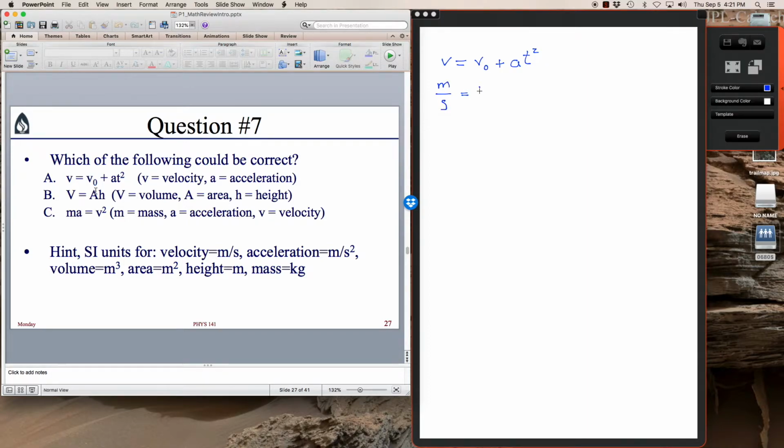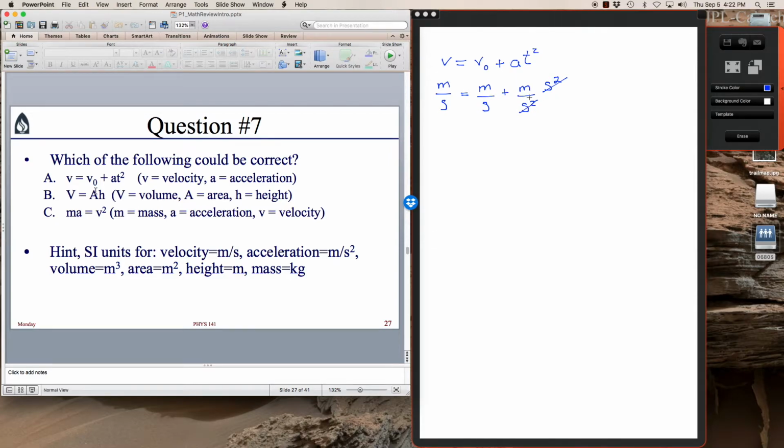That's going to be equal to meters per second, since this is just an initial velocity, plus acceleration has units of meters over seconds squared, and then time would be seconds, but that gets squared. And so we see in this last term, we have a second squared over a second squared. Those cancel. So what we're trying to do is add a distance to some velocity. So here we have velocity, here we have velocity, but we're adding a velocity to a distance. That doesn't really make sense.